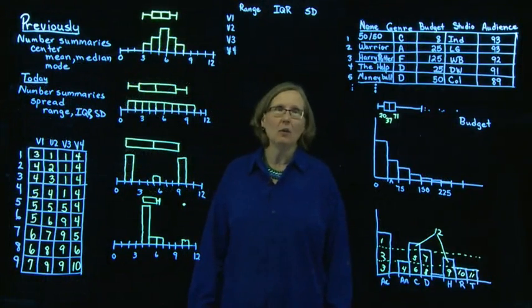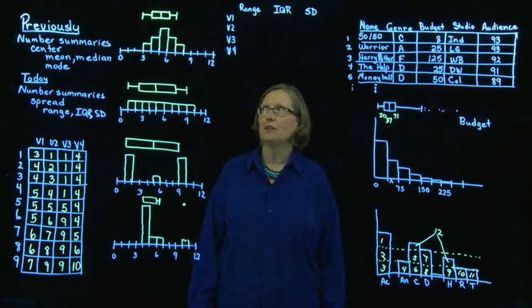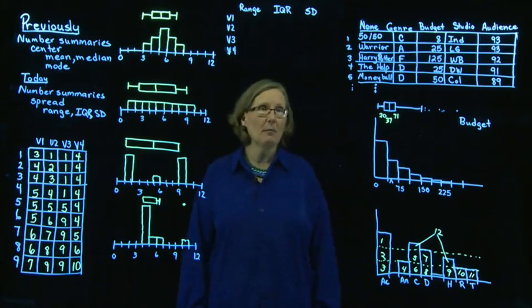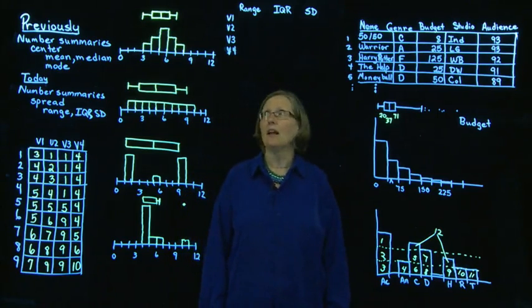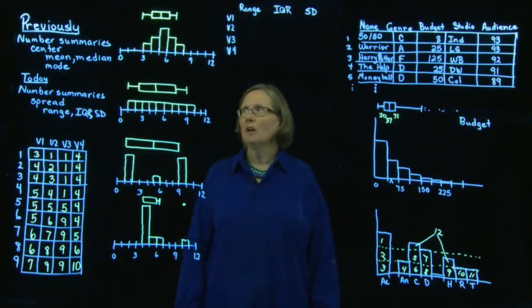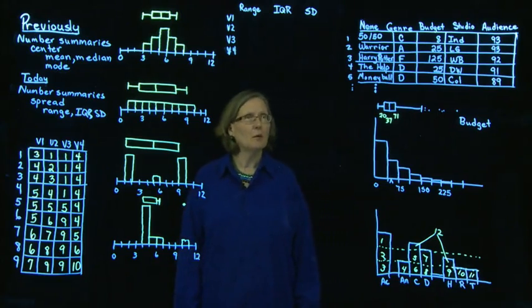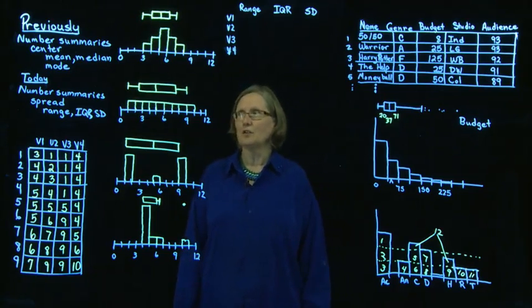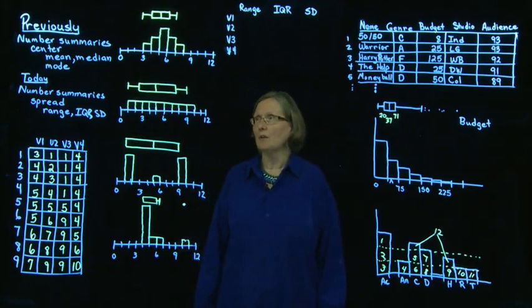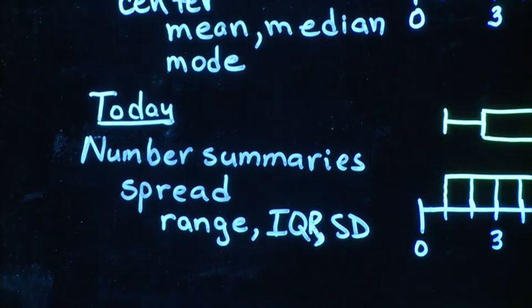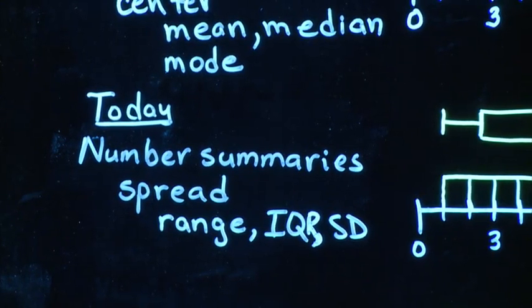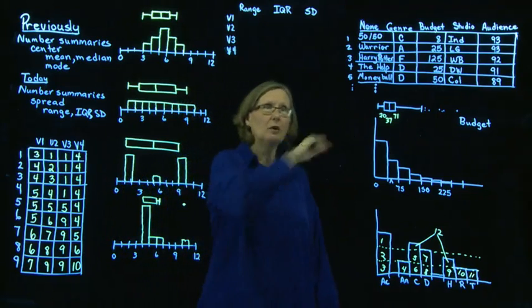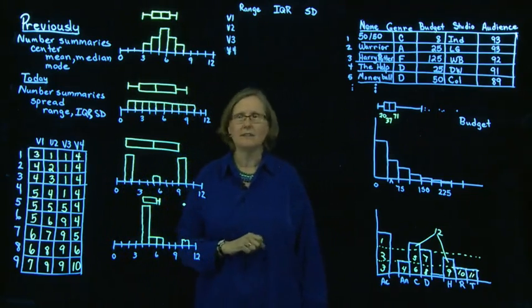In our last video, we talked about describing a distribution using number summaries, and we focused on measures of the center of the distribution, the mean and the median, and we also talked about the mode. Today we'll be talking about number summaries for a single variable, but we'll be talking about numbers that describe the spread of the distribution, or how variable the numbers are in our data. Again, I'll be using the 4 variables that we made up in the last 2 videos, and then move to our real data set with the movies.